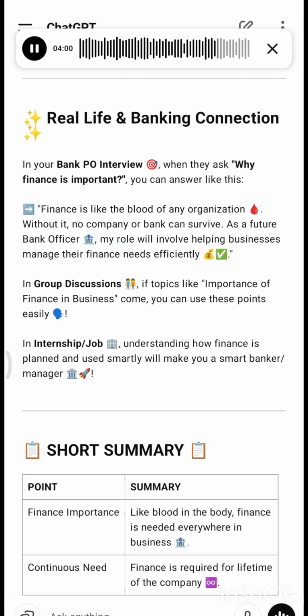In group discussions, if topics like importance of finance in business come, you can use these points easily. In internship job, understanding how finance is planned and used smartly will make you a smart banker manager.